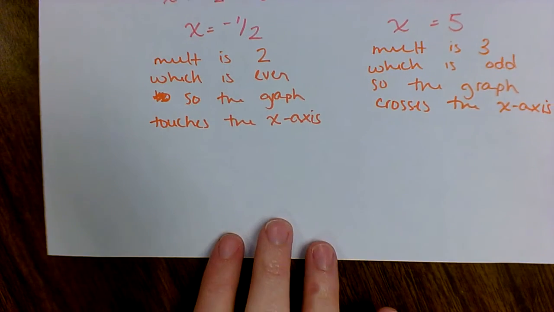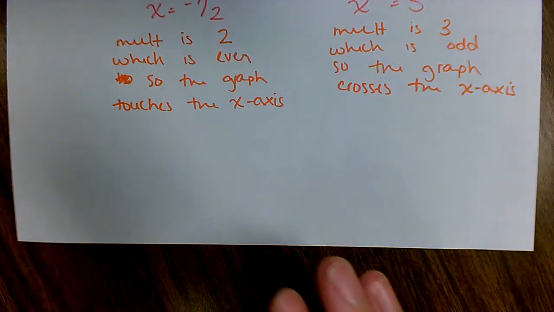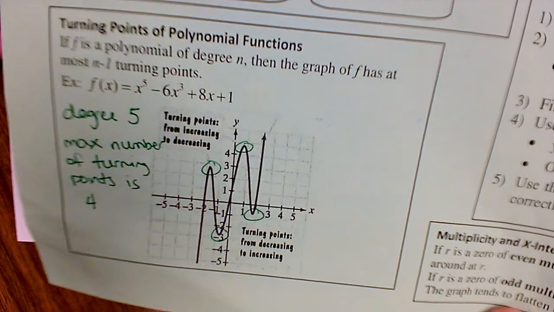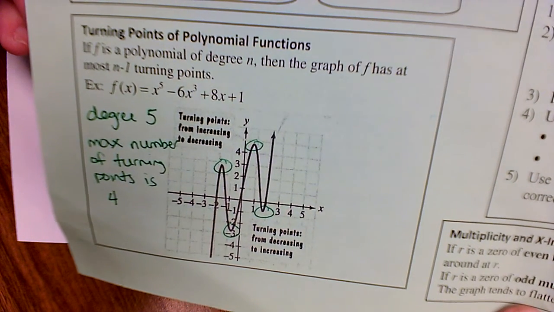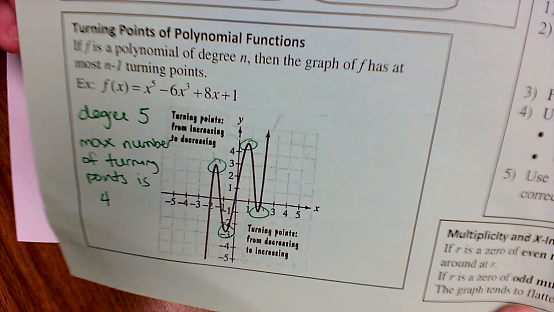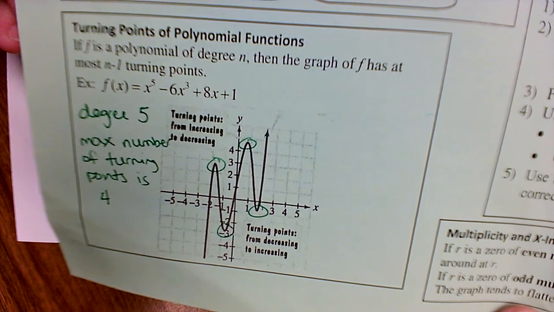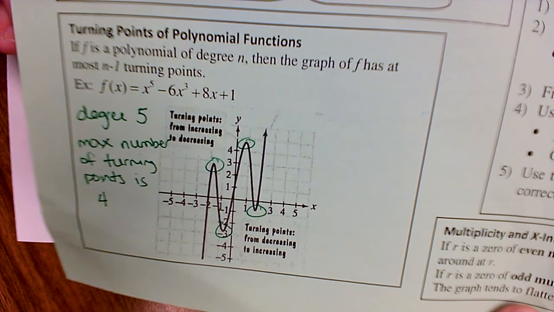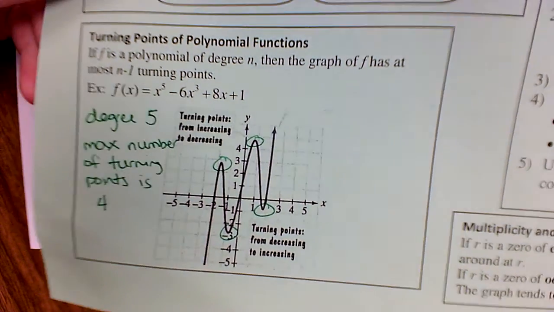Okay, so now let's talk about the number of turning points of a graph. This is on your green sheet. If your function is a polynomial of degree n, then the graph of f has at most n minus 1 turning points. So whatever your degree is, your graph can have no more than 1 less turning point.